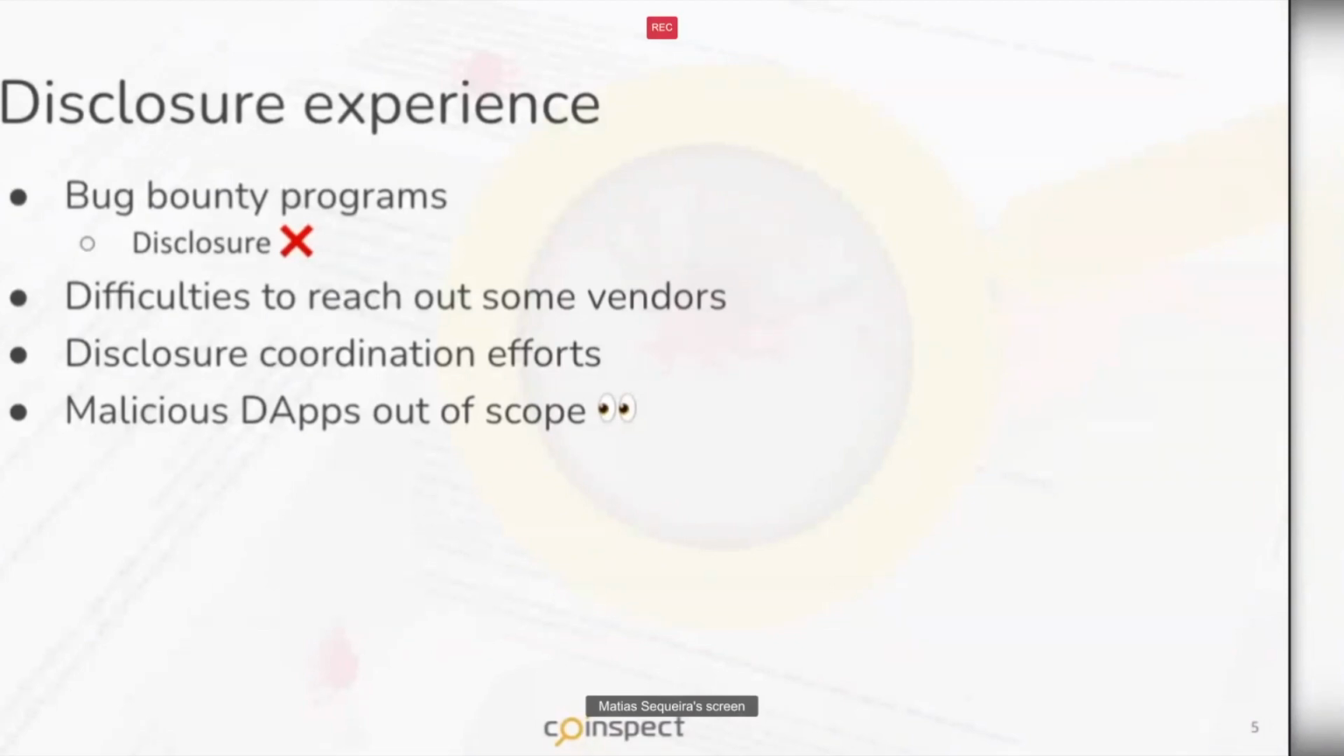Also, if you want to head to the CoinSpec Twitter profile, you'll see an exploit that we published a few weeks ago for a wallet whose vendor was not willing to recognize they had a serious bug. So yeah, they were one of the vendors that didn't want to acknowledge the problems.